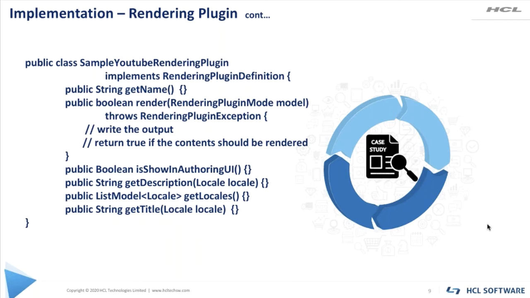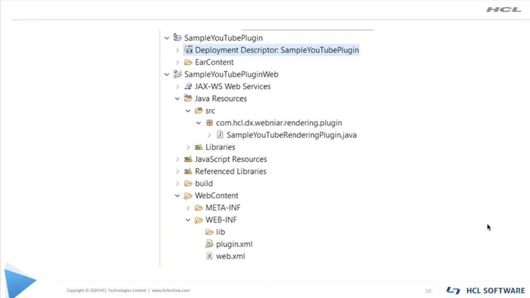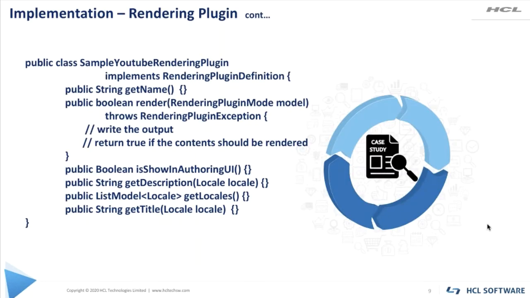Let's move on. The is show in authoring UI method will tell the rendering plugin tag whether we need to show this in the authoring UI or not. The next method is description, which says what the description of the plugin tag, the custom plugin, is. If you want to brief what the purpose of this rendering plugin is, you can specify that description in this method.